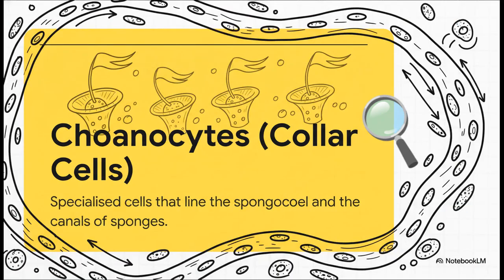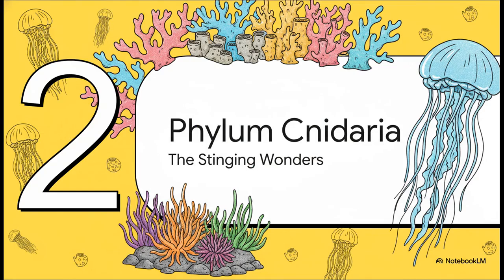And what powers this whole system? Well, it's these amazing little cells called choanocytes, or collar cells. They line all those internal canals, and each one has a tiny little tail, a flagellum, that whips back and forth to create the water current. Then their special collar traps tiny food particles from the water. They are the engine and the entire digestive system all rolled into one. Pretty amazing.